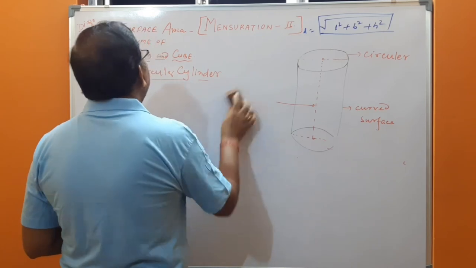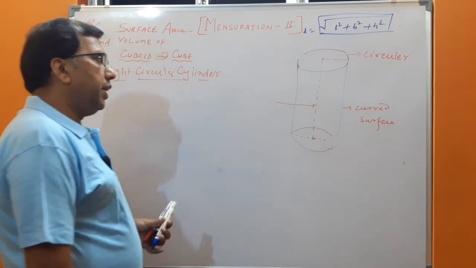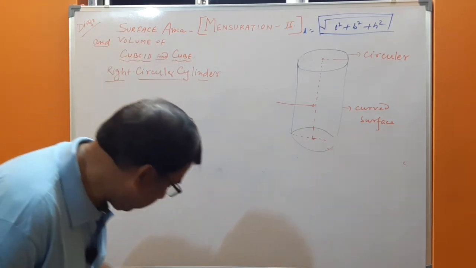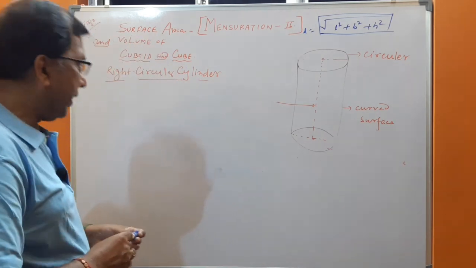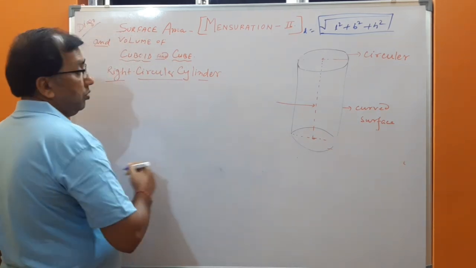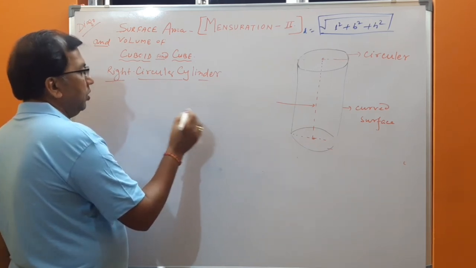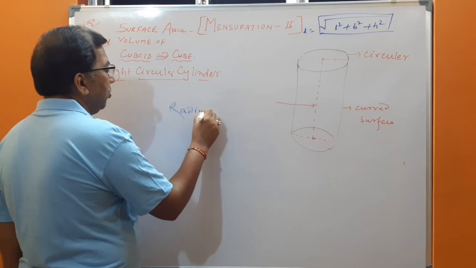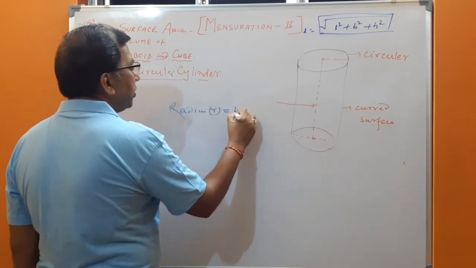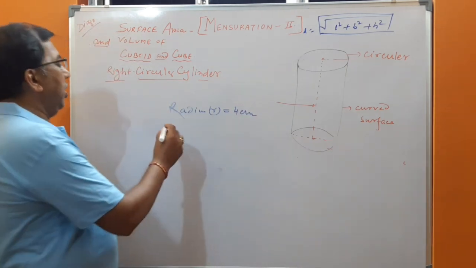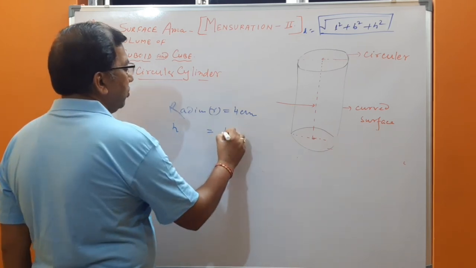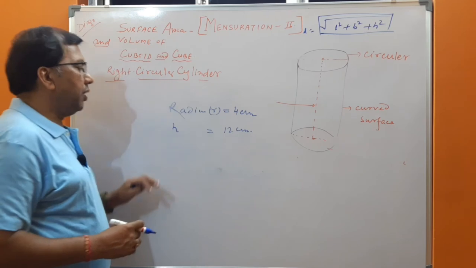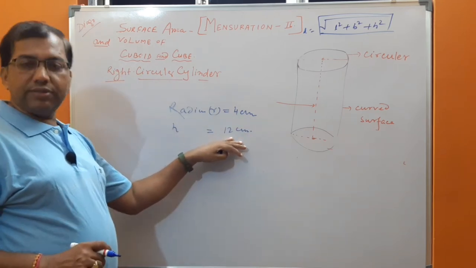Now I am coming to the surface area, total surface area or curved surface area; examples also come. Given a right circular cylinder, suppose the radius r equals 4 centimeter and the height h equals 12 centimeter. This is a right circular cylinder whose radius is 4 centimeter and height is 12 centimeter.